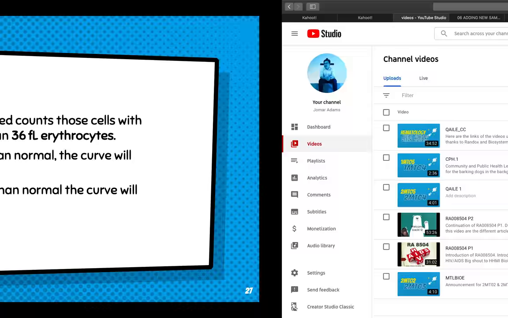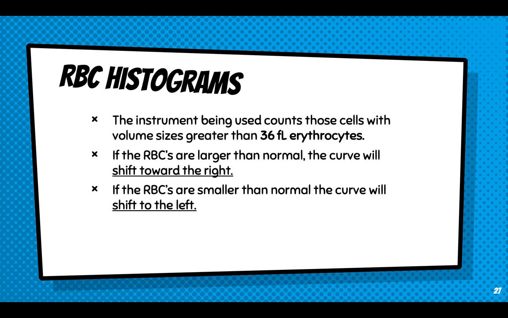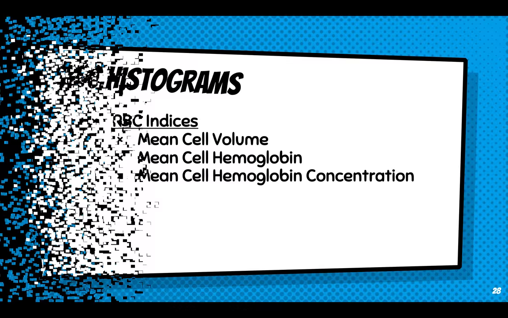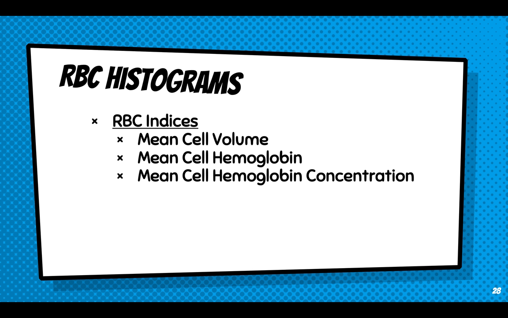And let me show you how it happens. Okay, so before we discuss the histogram, let me first discuss to you RBC indices. Okay, RBC index or RBC indices. So we have here your mean cell volume, also known as your MCV. We have here your mean cell hemoglobin or your MCH, and your MCHC, also known as your mean cell hemoglobin concentration.